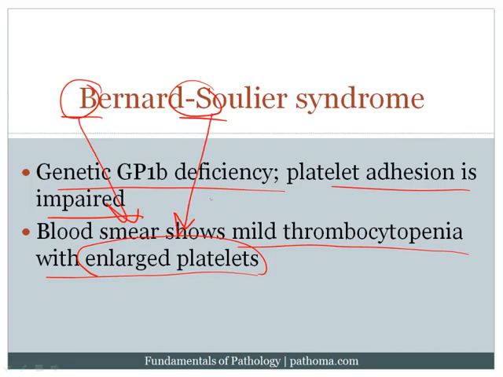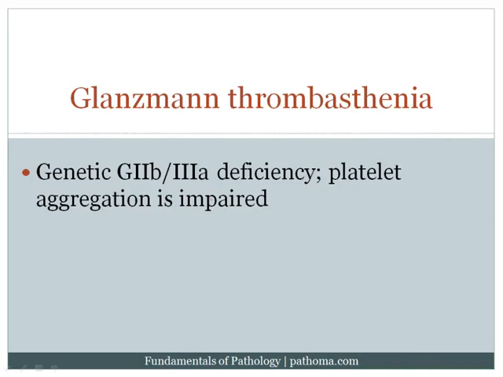platelets on blood smear. Now, the next of the disorders is called Glanzmann's thrombasthenia, and this is a genetic defect in GP2B3A. And guess what's going to happen here? Platelet aggregation is going to be impaired.